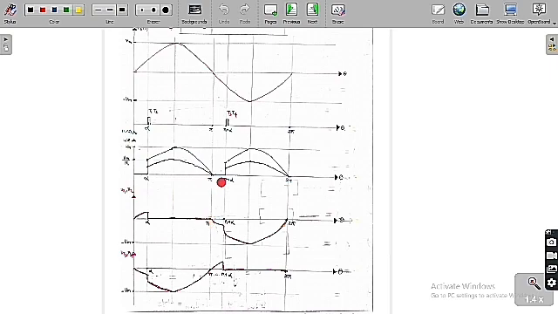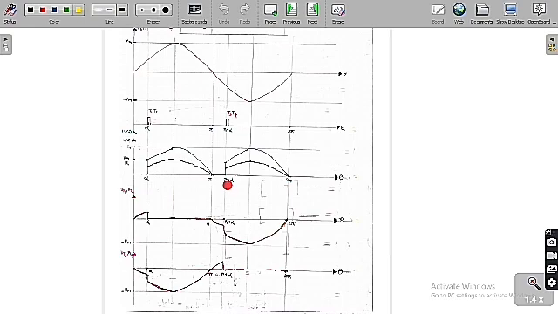But from pi to pi plus alpha, T1 and T2 are going to face a reverse voltage, meaning reverse bias. So definitely they will be in the reverse bias condition all the time. They are going to face the reverse bias voltage from pi to pi plus alpha, whereas T3 and T4 are going to face a forward blocking voltage.